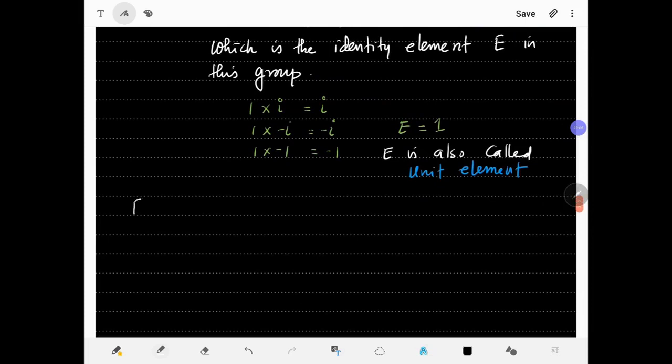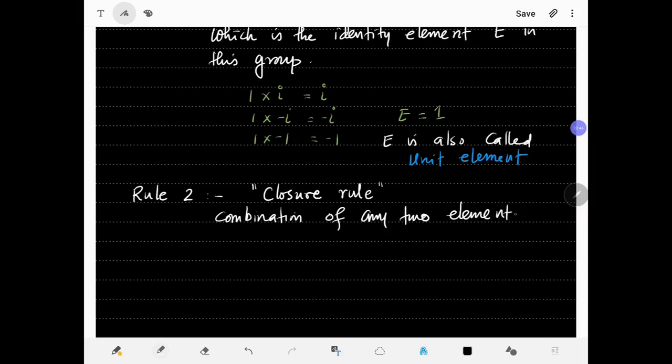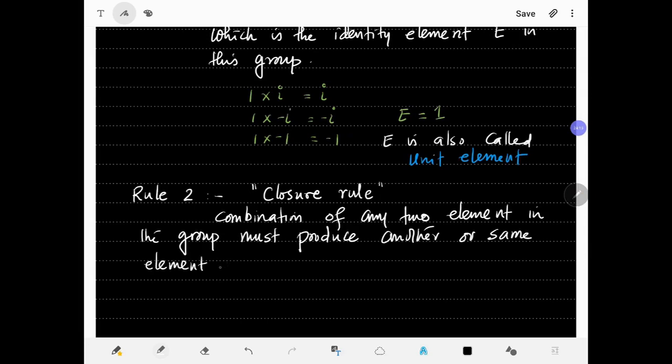So then comes the second rule, which is called the closure rule. This rule says the combination of any two elements in the group must produce another element or the same element back. If you are getting another element, then that element should also be a member of the group.